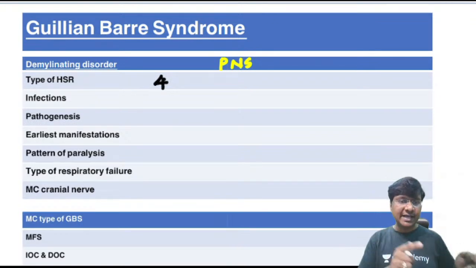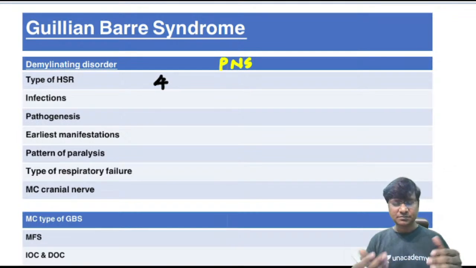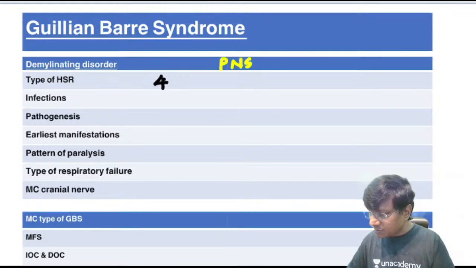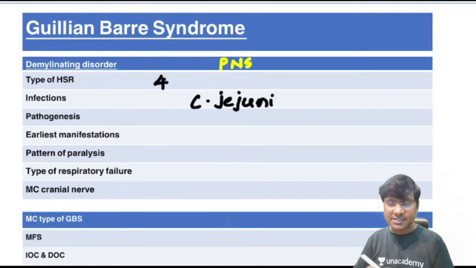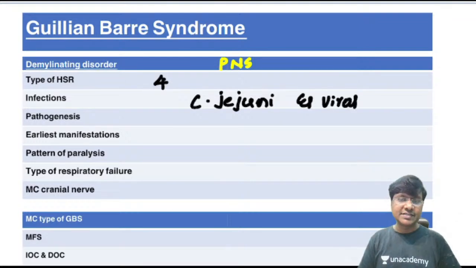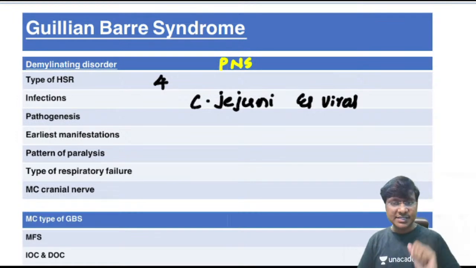That means the individual will have a preceding gastrointestinal infection by Campylobacter jejuni or a respiratory tract infection by viral infections, and after almost 1 week to 10 days, the individual will develop Guillain-Barré syndrome. So it's a delayed hypersensitivity reaction, which is nothing but type 4 hypersensitivity reaction. Now, what are the organisms? Campylobacter jejuni causes the gastrointestinal infection, and the viral infections caused by cytomegalovirus, Epstein-Barr virus, influenza, and parainfluenza cause respiratory tract infections, leading to Guillain-Barré syndrome. Now, what is the pathogenesis in case of Guillain-Barré syndrome?